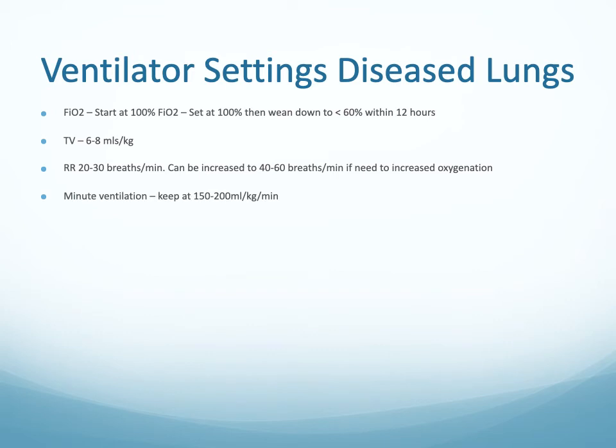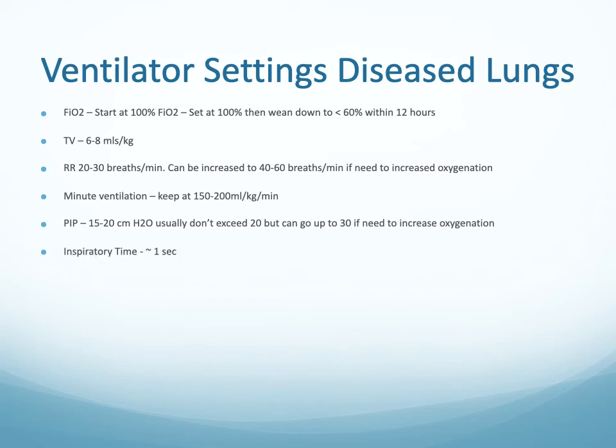Minute ventilation, remember we're keeping that constant at 150 to 200 mils per kilo per minute. Because we've dropped our tidal volume, we have to increase our respiratory rate to get enough air going through the lungs. PIP is 15 to 20 centimeters. Usually you don't exceed 20, but you can slowly go up to 30 if you need to increase your oxygenation and expand the lungs.